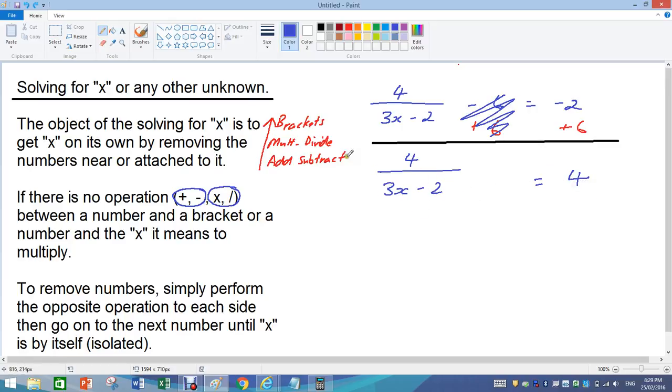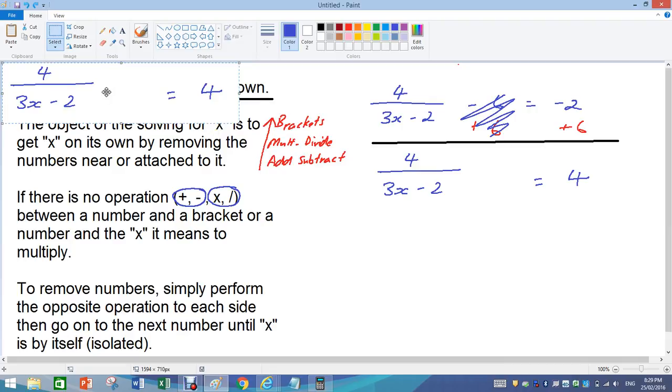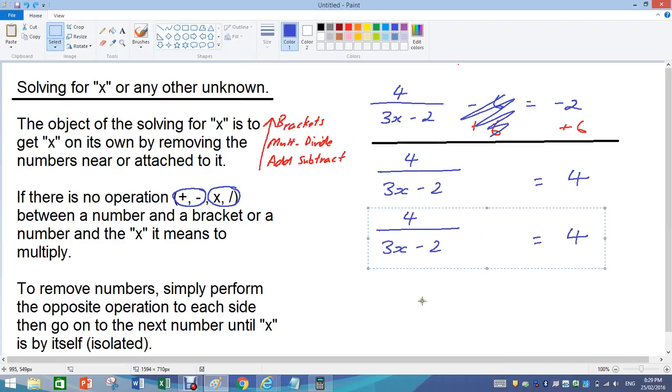Anyway, let's just do it. So I'm just going to copy this out. Okay, all I've done is make a copy, and now I'm going to swap these two over. So I put this over here.